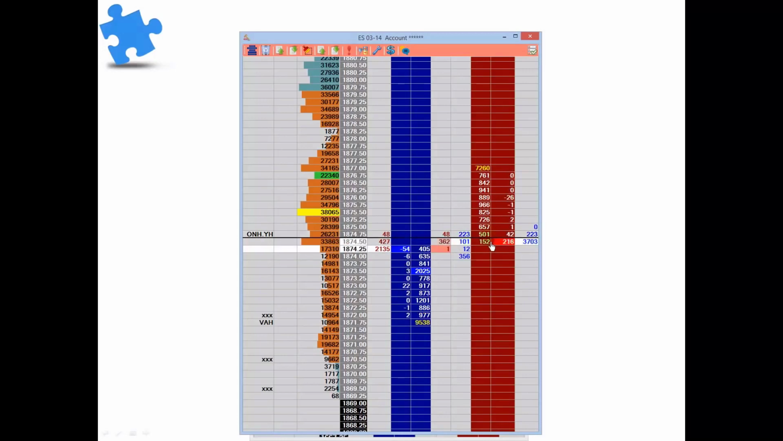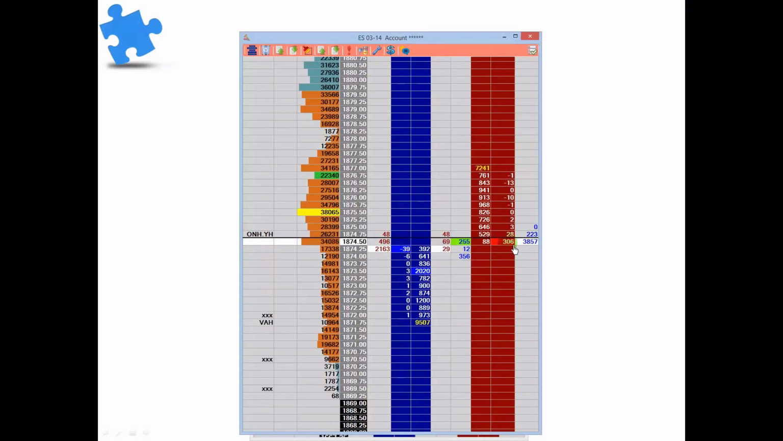We can see the inside offer here. We just moved down and 300 or so contracts have been added. So basically it tells you if they're adding contracts to a level or taking contracts away from a level. Right now the inside levels, they're taking contracts away from the bid, and they're adding contracts to the offer.